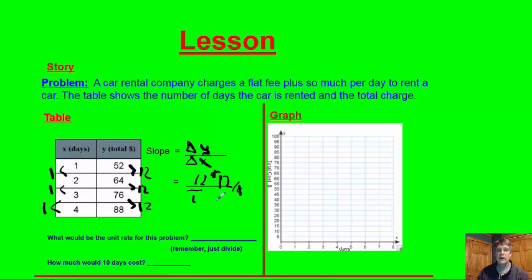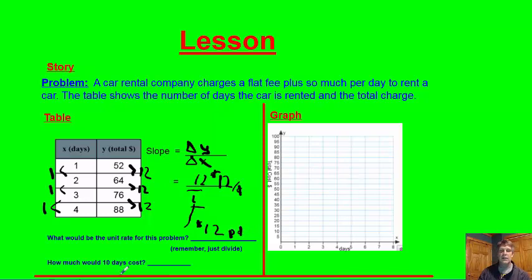Now, what's my unit rate? Well, it's per 1, so that is my unit rate right there. So it's $12 per day. So put a little dollar sign per day. I'm just going to put PD, per day.